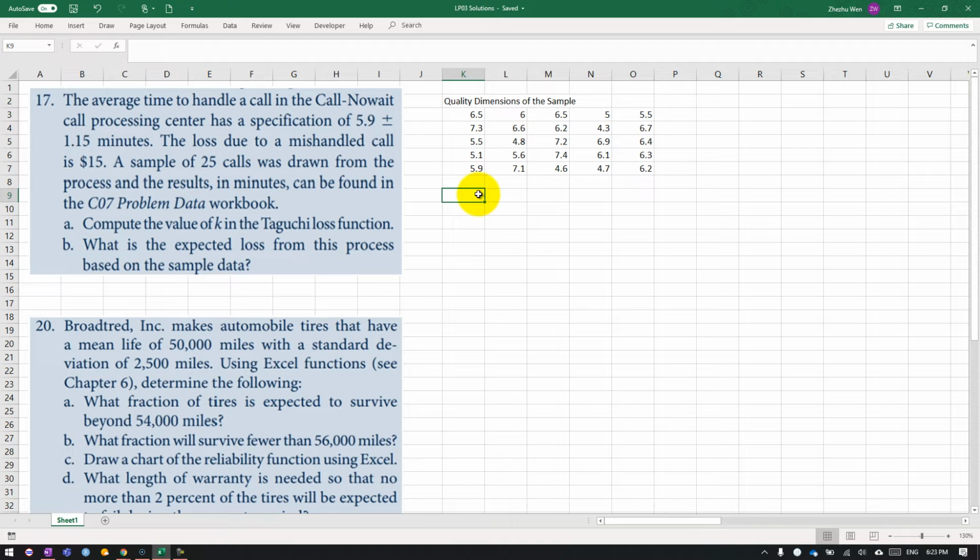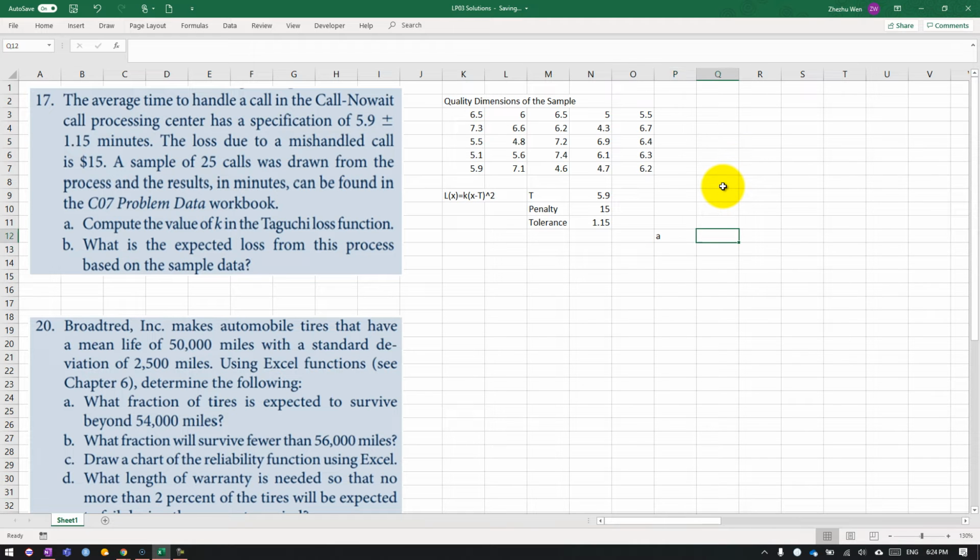The Taguchi loss function tells us the loss at dimension x when the cost constant is k and the deviation from the target is this much, and you square it. So if you put down all the known parameters here, our target is 5.9, our penalty is 15, and I think our tolerance is 1.15. Based on this information, we can easily obtain the value of k.